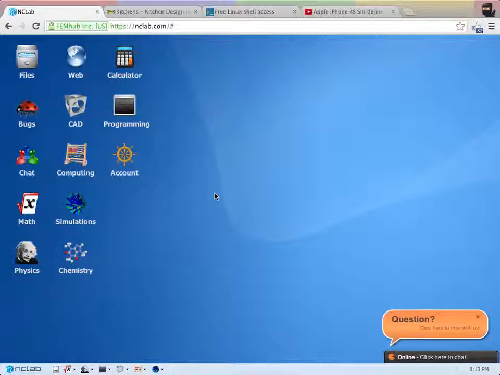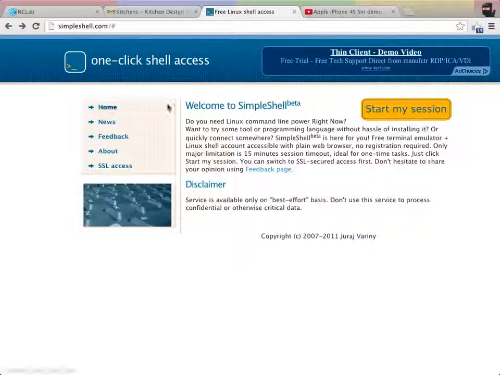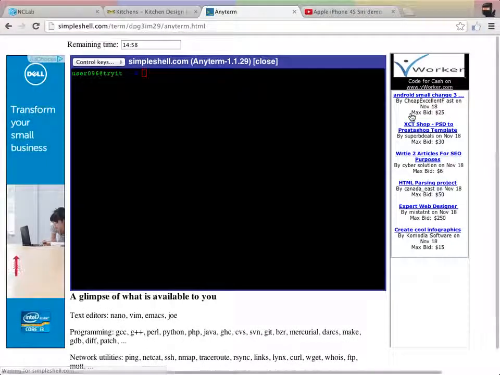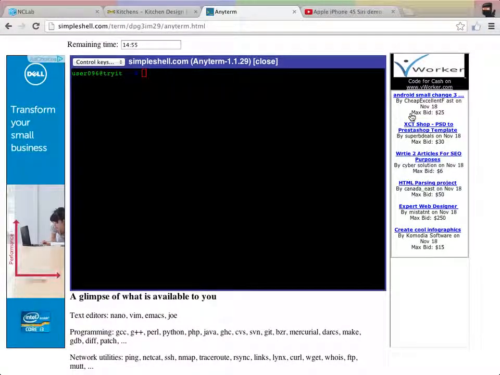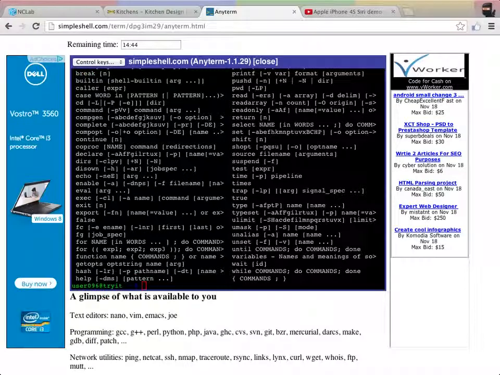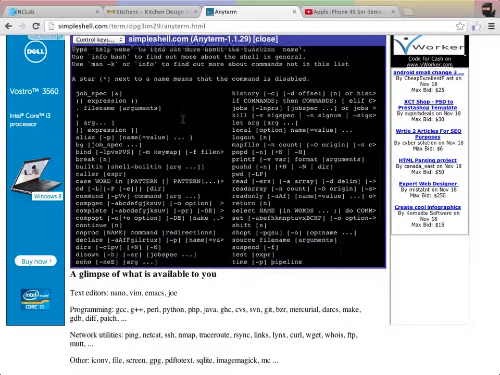Unfortunately, it does incur quite a lot of processing power, which is why some people might be using another system, which is called a command line interface. So when you go to the Simple Shell website, you can click Start My Session. This is a really nice way to learn Linux, which is an operating system, and in here this represents a command line interface. In fact, it represents the Linux command line interface, and you can type in commands. So if I start off with help, it then lists a whole range of different things that you can do.